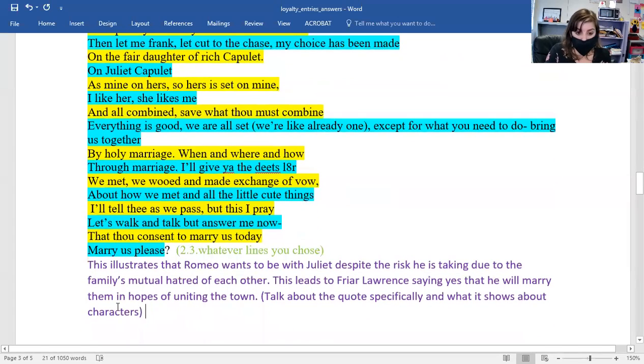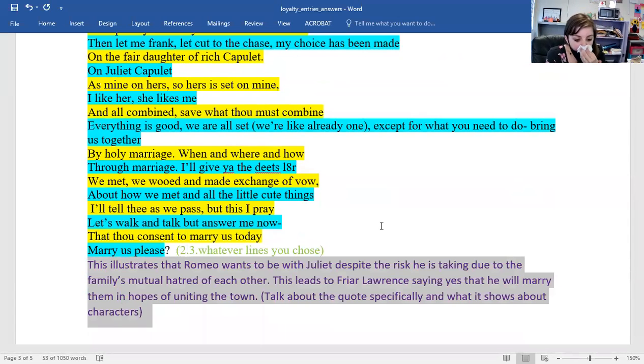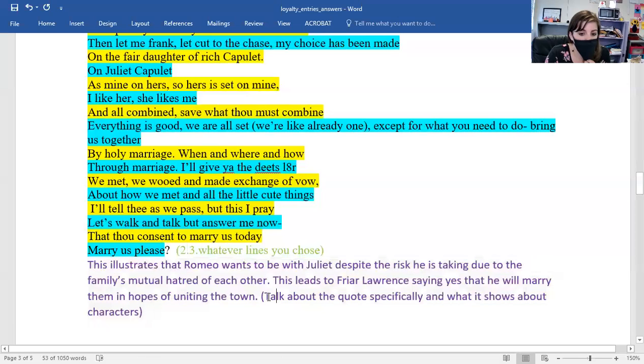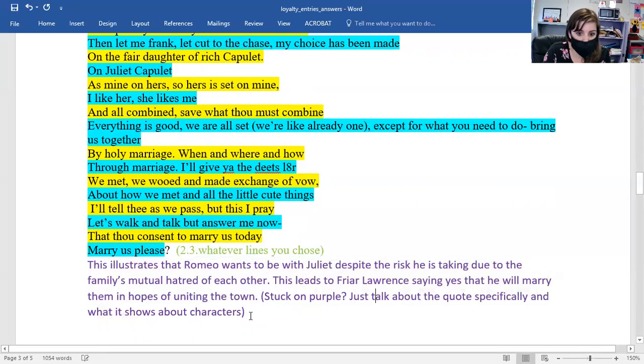And then the purple, I don't want you guys to get too hung up on the purple. Really, it's just talking about the quote, proving that you understand the characters and the conflict or whatever's happening in that moment. So I just put, this illustrates that Romeo wants to be with Juliet despite the risk he's taking due to the family's mutual hatred of each other. This leads to Friar Lawrence saying yes, he will marry them in hopes of uniting the town. And like I said, if you're stuck on purple, just talk about the quote specifically and what it shows about the characters and the conflict.